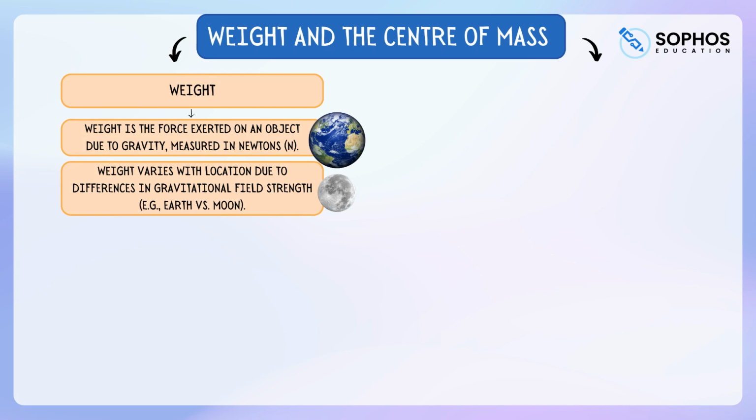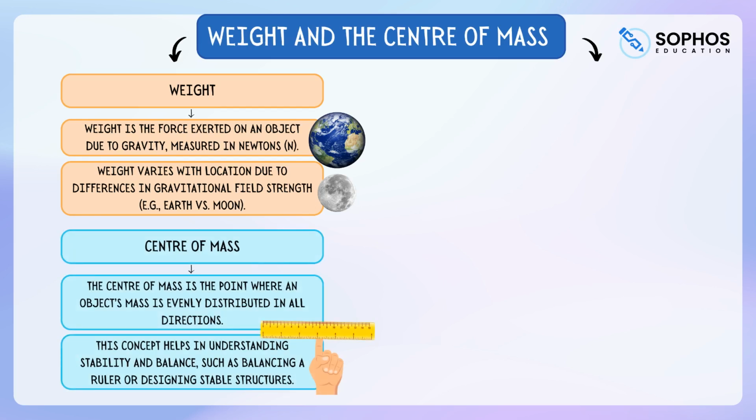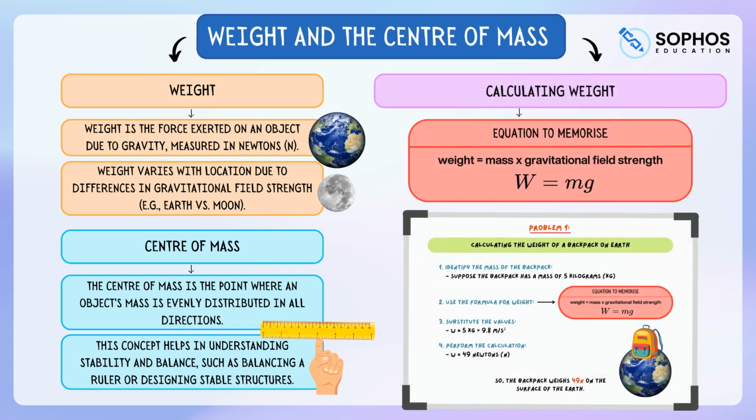In this lesson, we've dived into two fundamental concepts in physics: weight and center of mass. Weight is the gravitational force exerted on an object, measured in newtons, and it can vary depending on the location's gravitational field strength. The center of mass is the point where an object's mass is evenly distributed, simplifying how we perceive and measure stability and balance. We also looked at how to apply the equation W equals mg to calculate the weight of objects with different masses and in different gravitational fields.